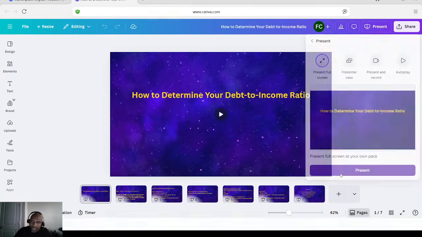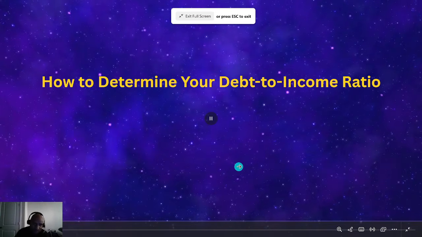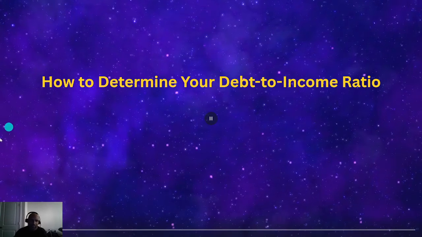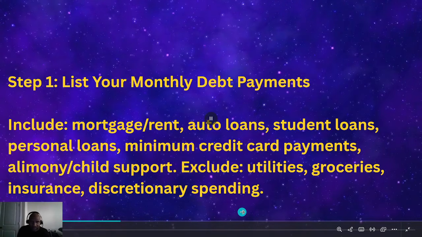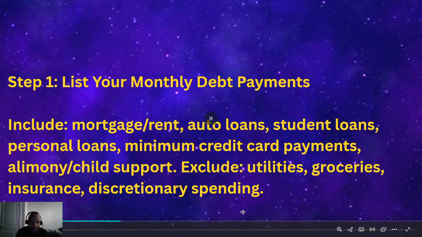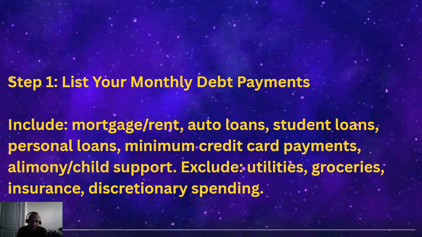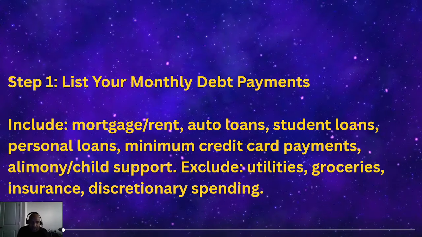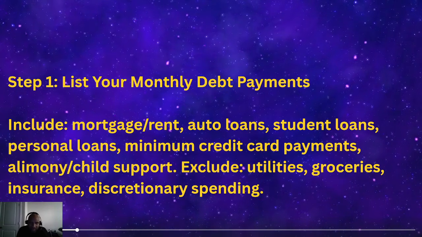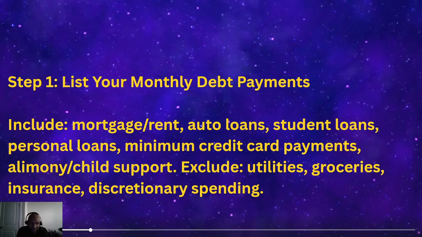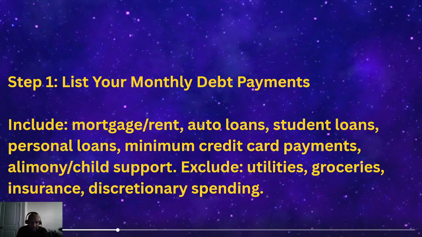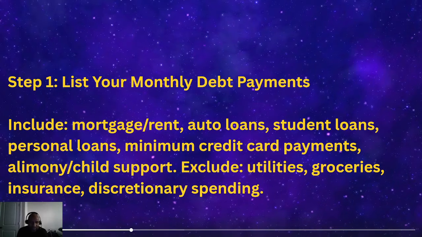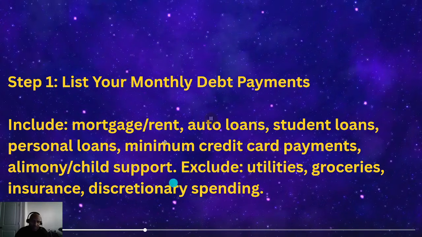Our topic today will be how to determine your debt to income ratio. Step 1, list your monthly debt payments. Include mortgage, rent, auto loans, student loans, personal loans, minimum credit card payments, alimony, child support. Exclude utilities, groceries, insurance, discretionary spending. You can exclude those.